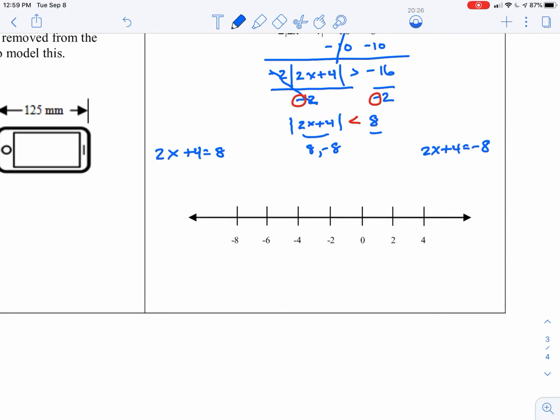So let's work these out. Oops, and I should not put equals because that is not what this problem is. This problem is an inequality. So we have to keep that going. It's less than 8 or less than negative 8. Sorry about that. All right, so let's keep going.